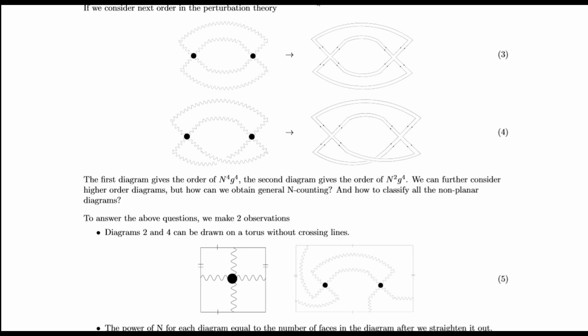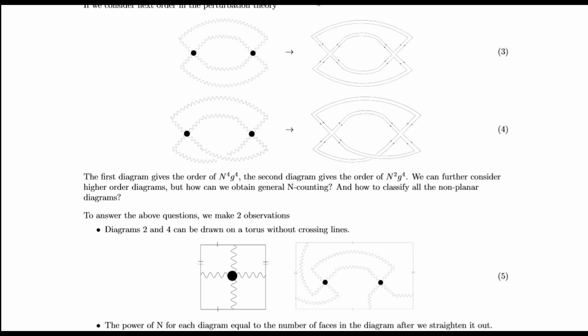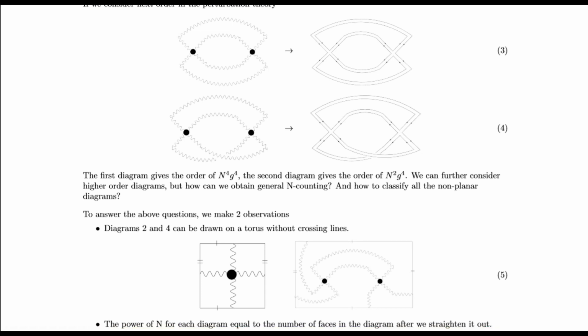If we consider the next order in perturbation theory, the first diagram gives order N to the fourth g to the 4. The second diagram gives order N squared g to the 4. We can further consider higher order diagrams, but how can we obtain a general N counting, and how do we classify the non-planar diagrams? To answer these questions, we make two observations.